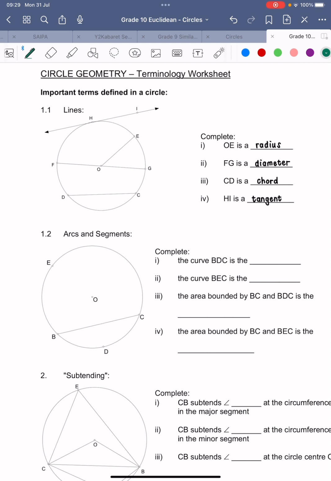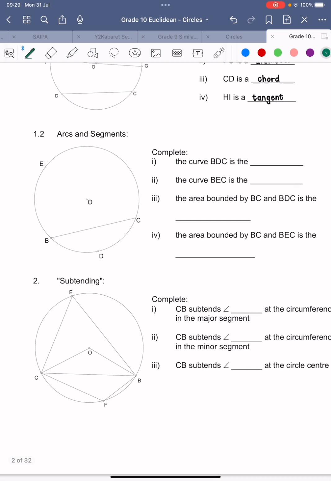Okay, and then the last one, HI, this one here, this one is a tangent, right? It's only touching the circle at one point. Okay, let's look at the next one. I'll do this one with you guys just to save some time.